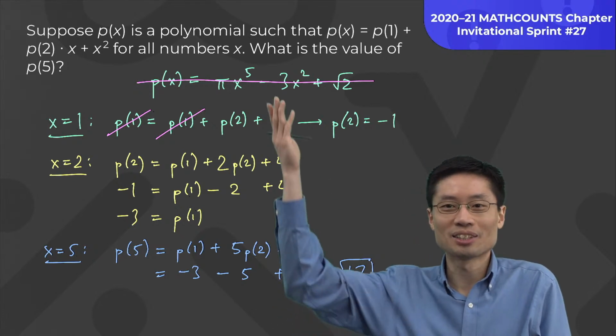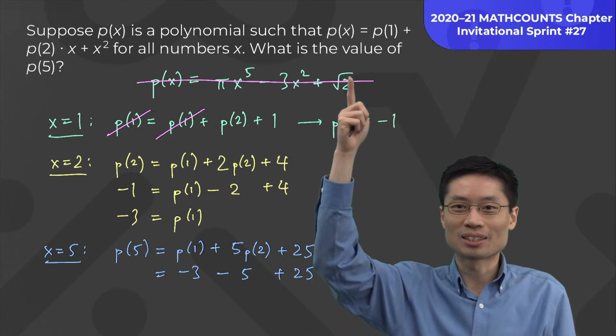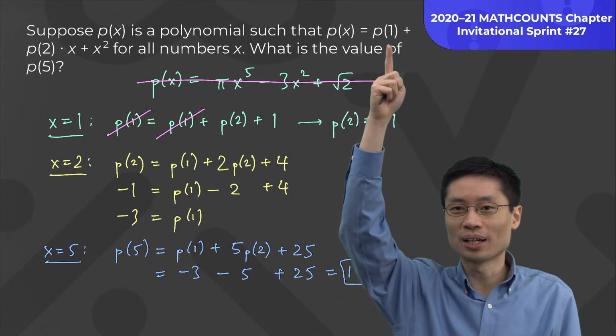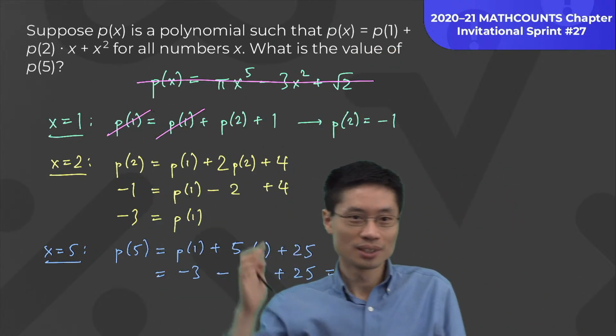Actually, I can find something else that's cool. You know what p of 0 is? What happens if I throw in 0? It's the same as p of 1. That's neat. P of 0 is equal to p of 1 plus 0. So that's kind of neat.